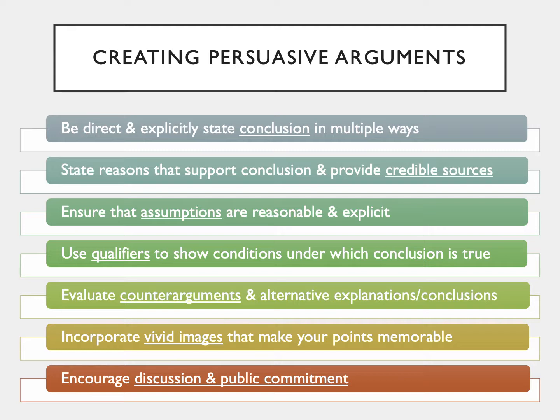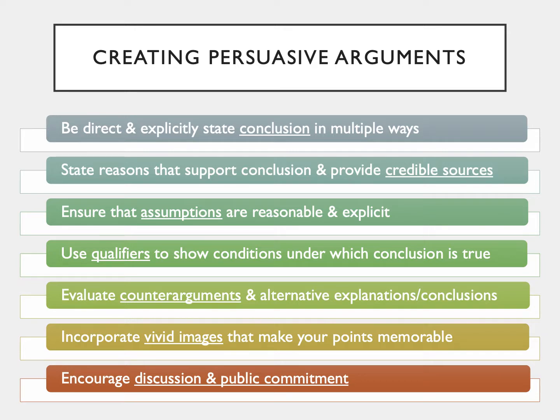Next, ensure that assumptions are reasonable and explicit. In research studies, for example, the researchers must begin with an explicit definition, known as an operational definition, for all of the terms involved in the study, and in publication must be extremely explicit about any assumptions made. Next, it's important that you don't appear one-sided. One way to avoid this is to use qualifiers so that you're being explicit about the conditions under which the conclusion is true. Using qualifiers and considering counterarguments improves your credibility.